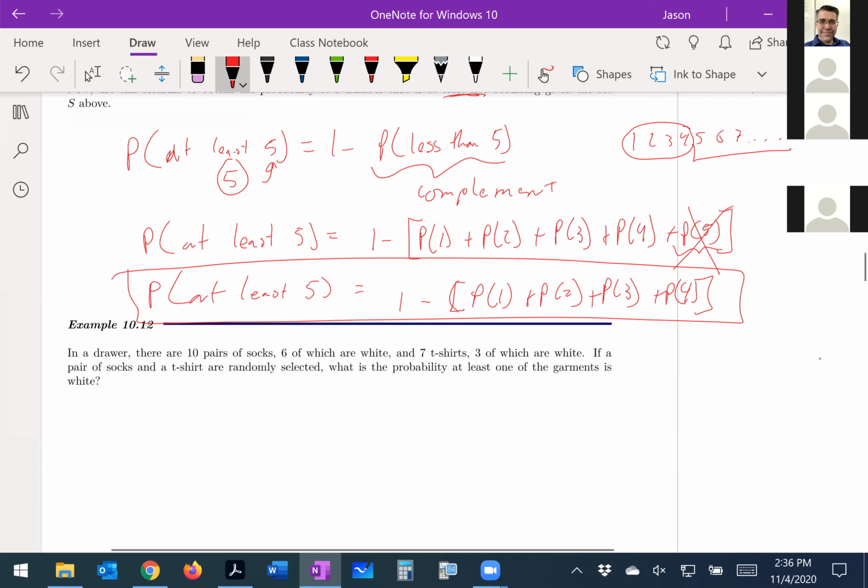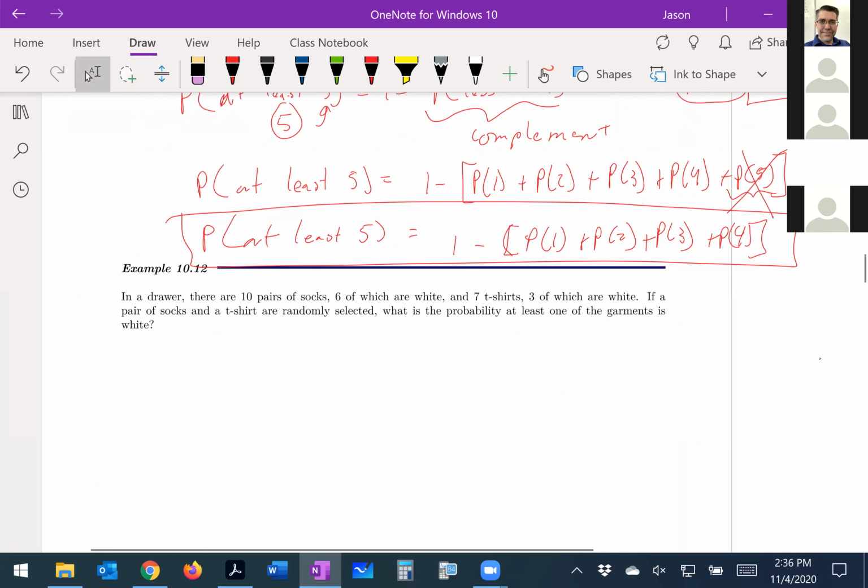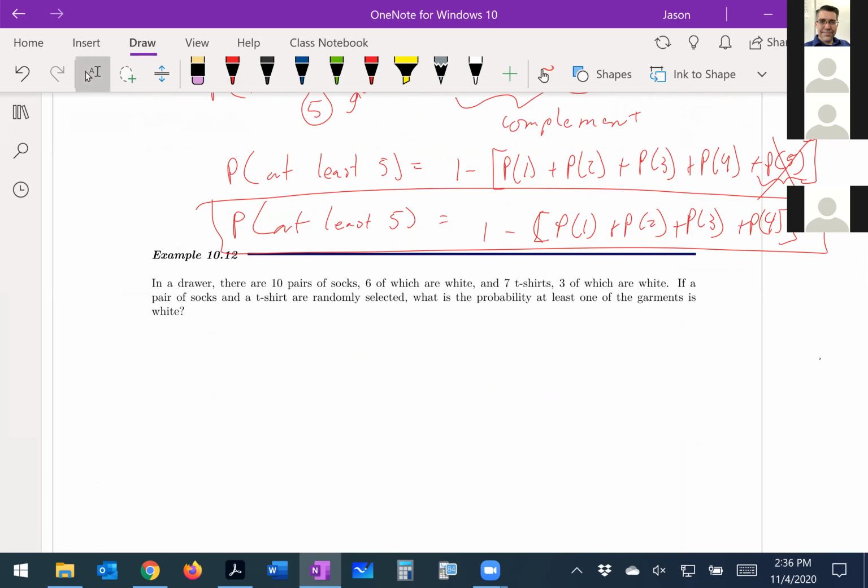Okay, next one. In the drawer there are 10 pairs of socks, 6 of which are white, and 7 shirts, 3 of which are white. If a pair of socks and a t-shirt are selected at random, what's the probability that at least one of the garments is white? So the probability at least one garment is white. That might be pretty hard to figure out.